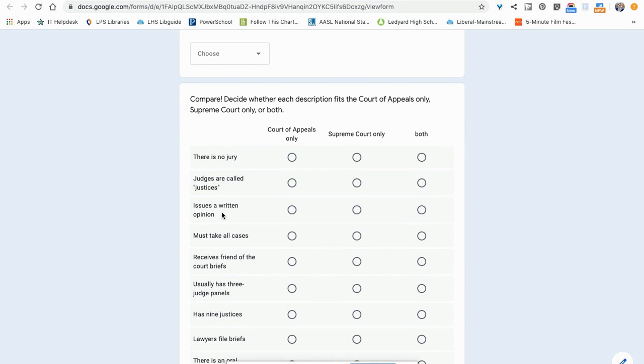has a bunch of statements. And then you're going to decide if this statement is something that only happens in the Court of Appeals, if it's something that only occurs in the Supreme Court, or if it occurs in both the Supreme Court and the Court of Appeals. So don't try to click both of these. If it's in both of these, just click the both button, right? All right, so there is no jury. Is that the Court of Appeals only, the Supreme Court only, or both? Judges are called justices in the Court of Appeals, the Supreme Court, or both. All right, catch the drift.